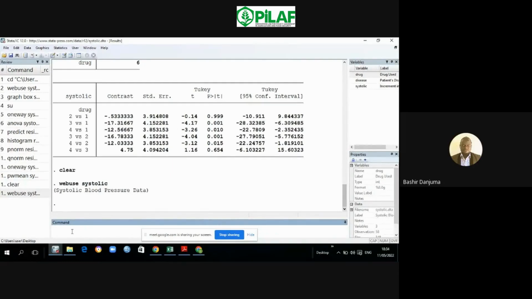Okay. So two-way ANOVA is an extension of one-way ANOVA. One-way ANOVA has one factor or one predictor. Two-way ANOVA.